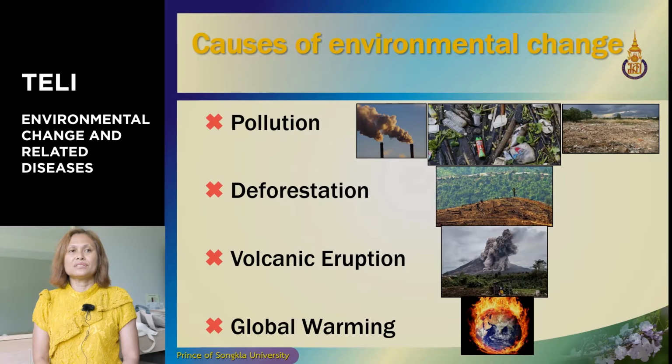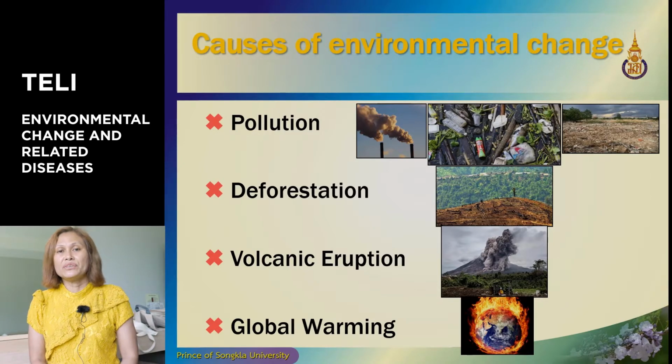This slide shows roots of environmental change. Environmental change occurs in different ways like air, soil and water pollution, loss of forests, volcanic eruption, and global warming. Environmental change is occurring around the world and having numerous effects on the earth right now.